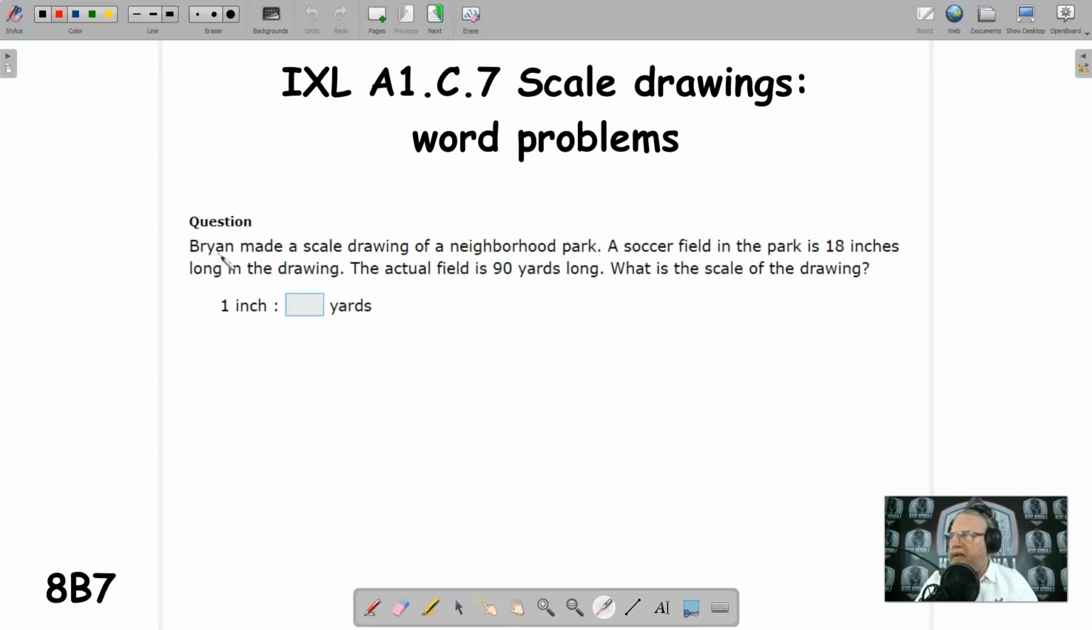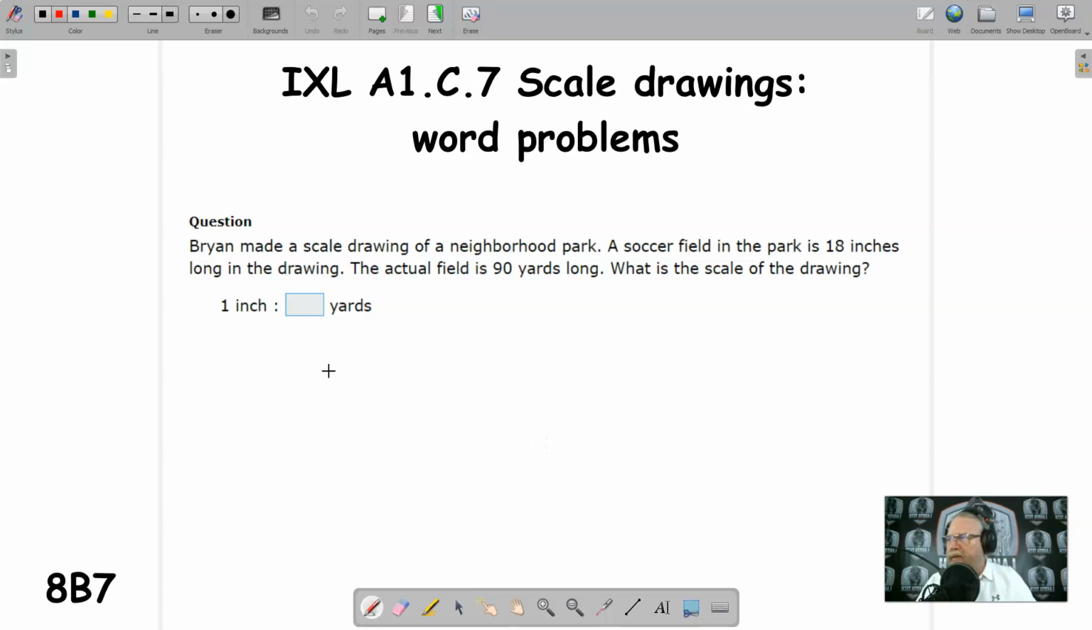So our first question is, Brian made a scale drawing of a neighborhood park. A soccer field in the park is 18 inches long in the drawing. The actual field is 90 yards long. What is the scale of the drawing? So in this, we want to approach this a couple ways. Actually, we'll use proportions, and then we'll look at another way of doing it as well.